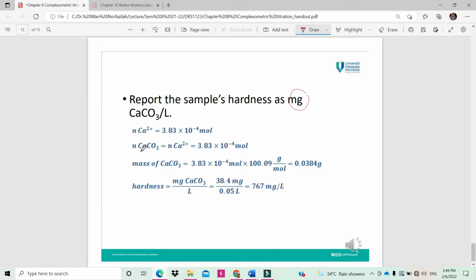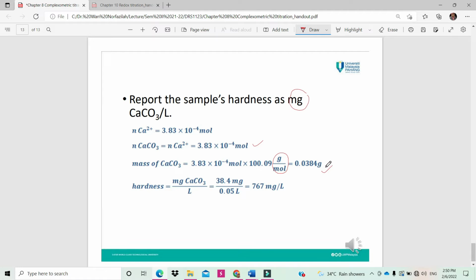Kalau jabatan air tu dia report dalam bentuk milligram of calcium carbonate per liter. Okay, so we have number of mole. Just now we can use this number of mole to calculate the mass of CaCO3 by multiplying with the molecular weight of CaCO3, 100.09. Okay, so we get the mass. From this mass, we know that there is 0.0384 gram of calcium carbonate in 0.05 liter or 50 ml of water sample.